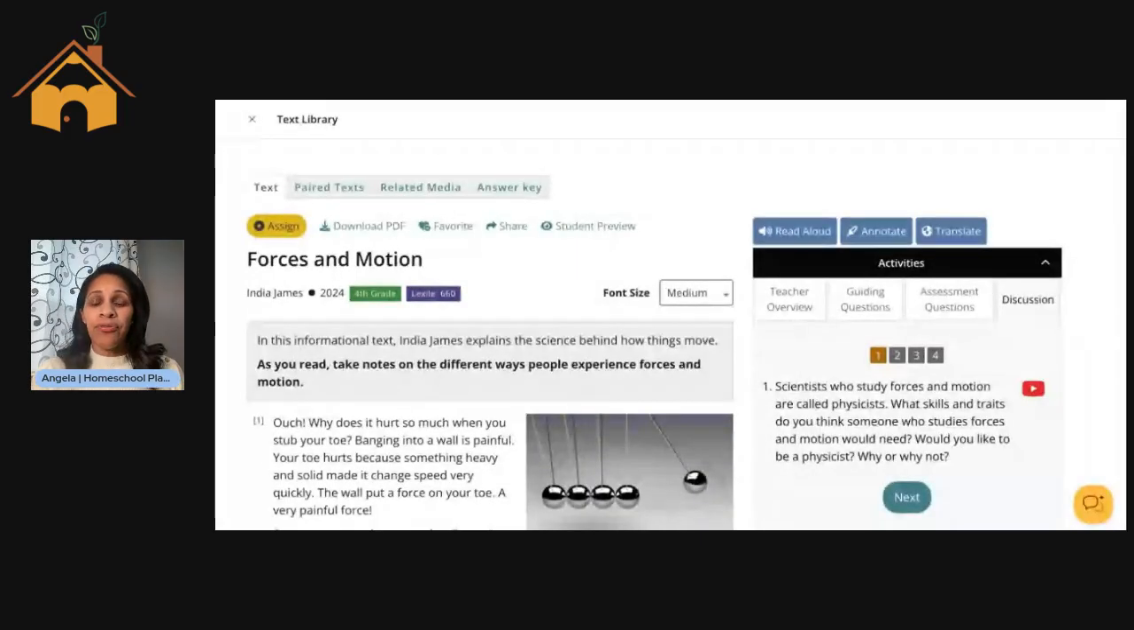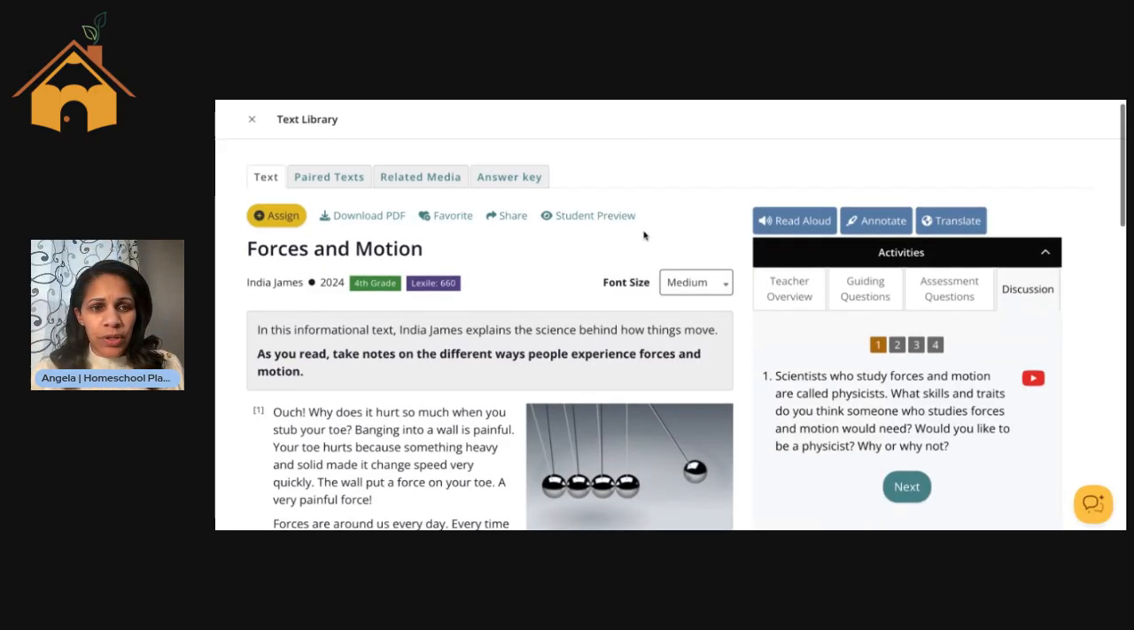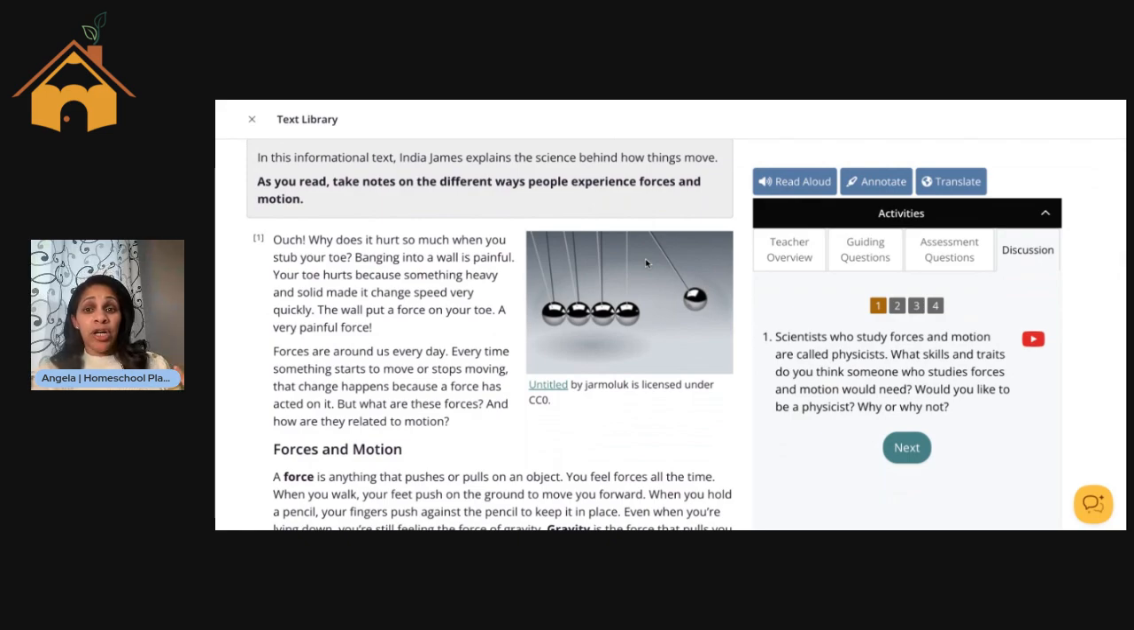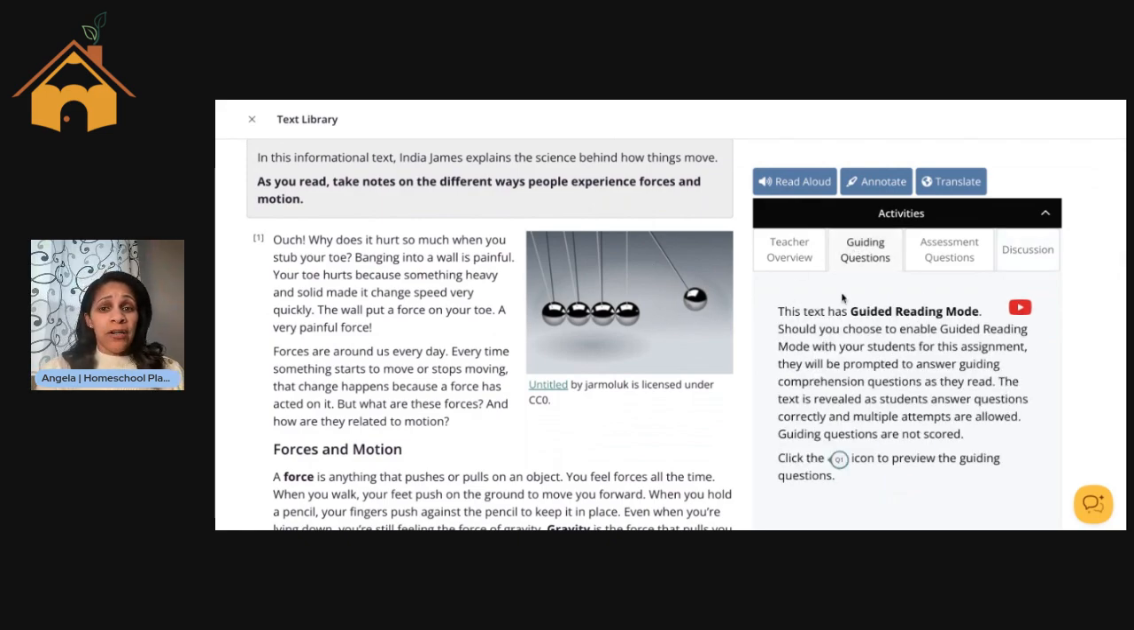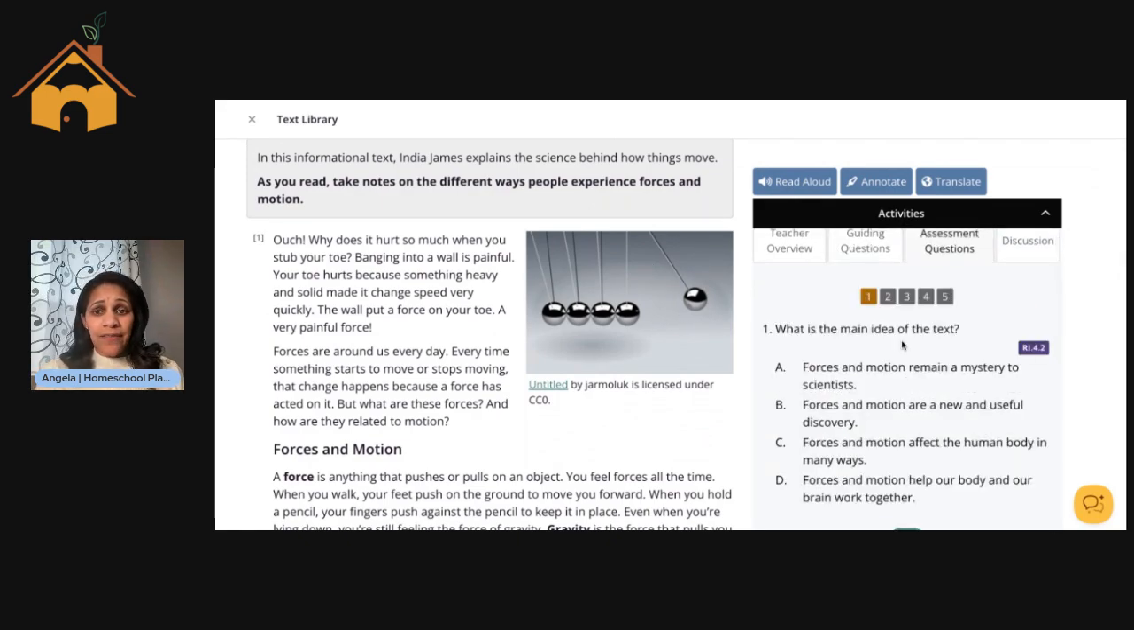So on day 4, now this is independent work. We've already gone through this passage. If you want, you can go find another passage and use it for main idea and details. But I really want her to understand the forces in motion. So I'm going to just share with you. They have a video, they have an overview. There's guiding questions. They have assessment questions.